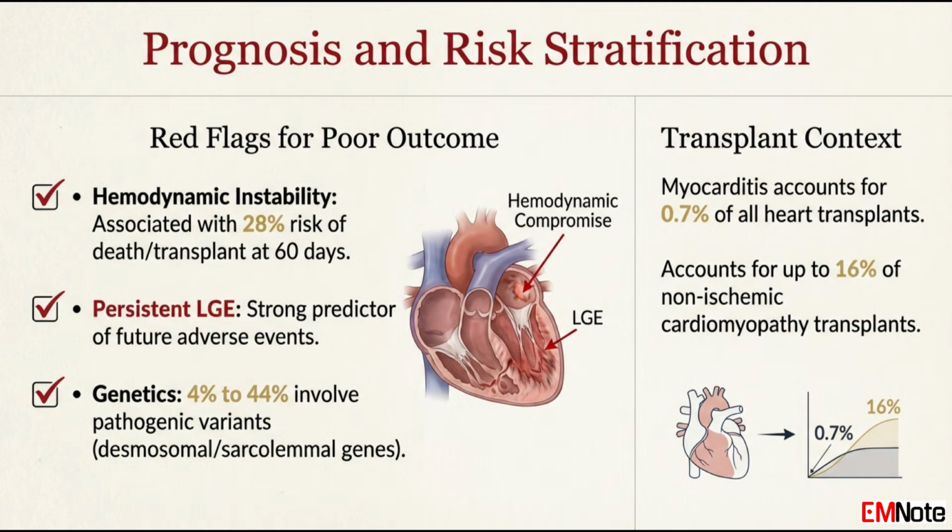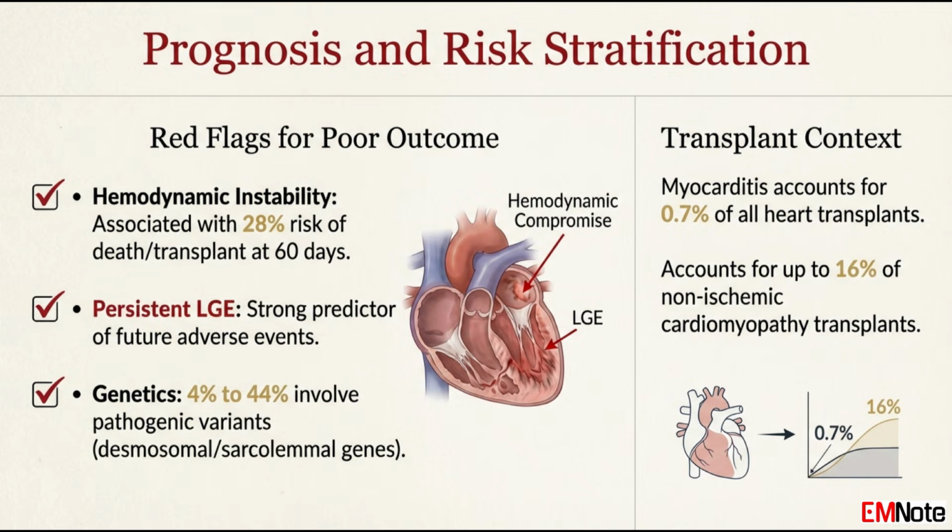Let's look at the long game. Prognosis and follow-up. What really defines the trajectory for these patients? Two things. The degree of residual myocardial scarring and the presence of genetic predispositions. We mentioned hemodynamic instability earlier. If a patient crashes early on, what are their odds? It's about a 28% risk of death or transplant at 60 days. That's nearly 1 in 3. It is a high mortality event, no question.